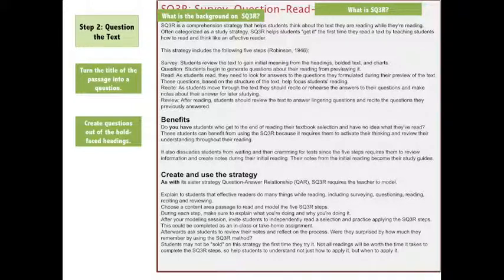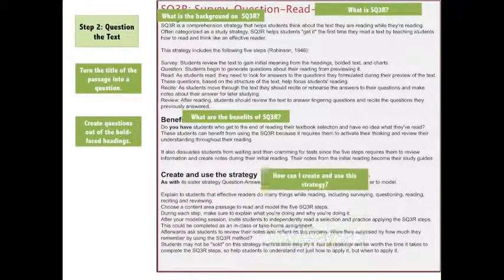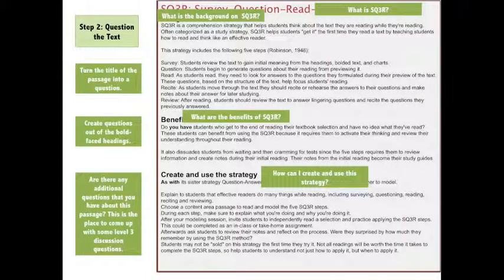Can I get two people, or anybody, in the dialogue box to please come up with one question for benefits and the question for create and use the strategy. Great. We want something like, what are the benefits of SQ3R? And the other one is, how can I create and use this strategy? Anything like that would work.